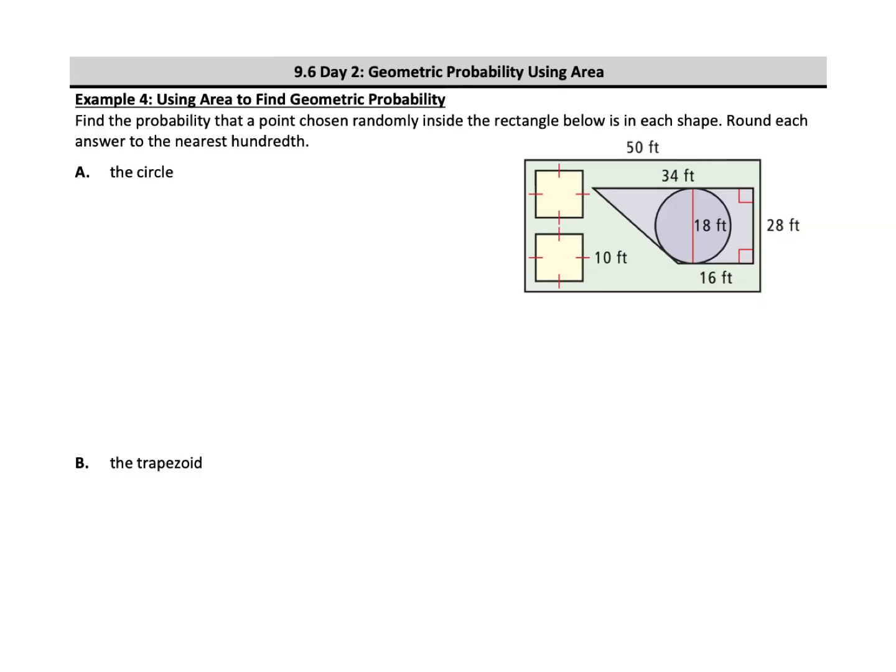In this example, we want to find the probability that a point chosen randomly inside the rectangle below is in each shape, and then we'll round the answer to the nearest hundredth. So let's start off with the circle. In order to find the probability that it's in the circle, we need the area of the circle divided by the total area, which is the area of the rectangle. So let's go ahead and start by finding those two areas that we need.